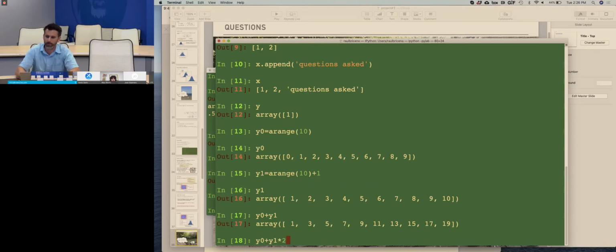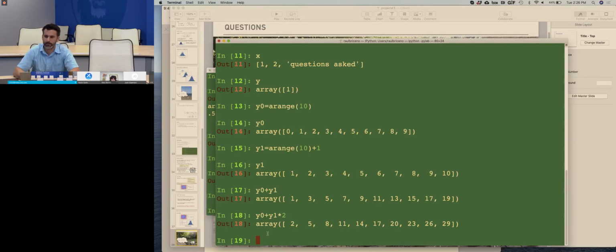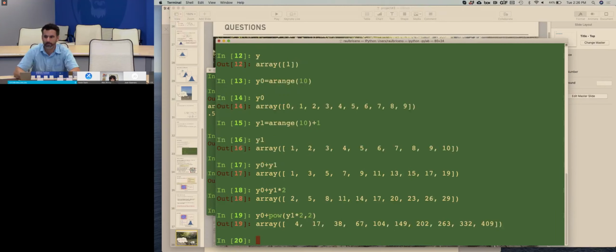I can also do arithmetic manipulations, not just adding and subtracting, but I can also take products. I can also take powers. It will go element by element, multiply times 2, and then square it, and then add it to Y0. And so arrays are really powerful and very useful.